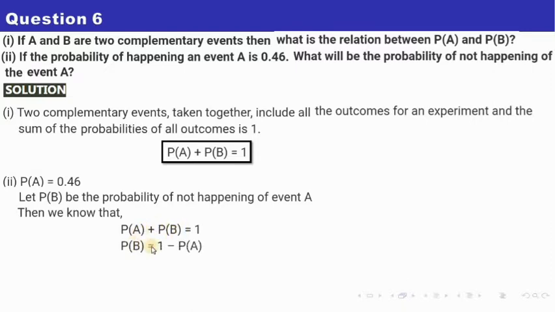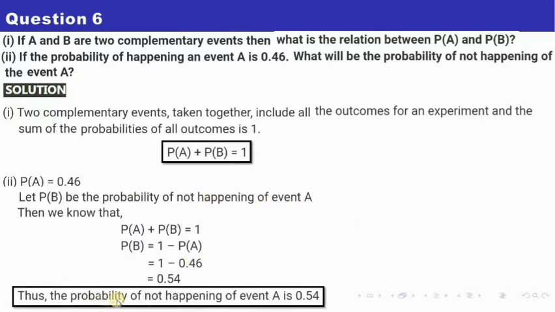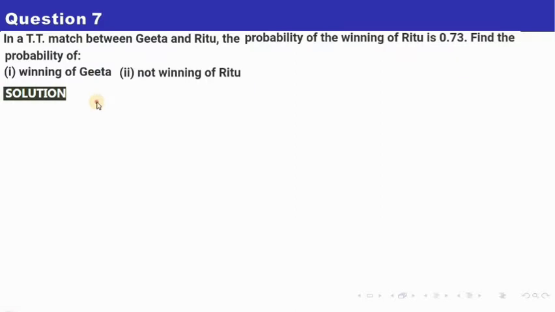Let us take this P of A there. So we have P of A equal to 0.46. Put the value and subtract. So P of B is equal to 0.54. And we know that P of B is the probability of event A not happening. That is why my answer for this question is 0.54. You may pause the video to note down. Okay, let's have a look at the next question.